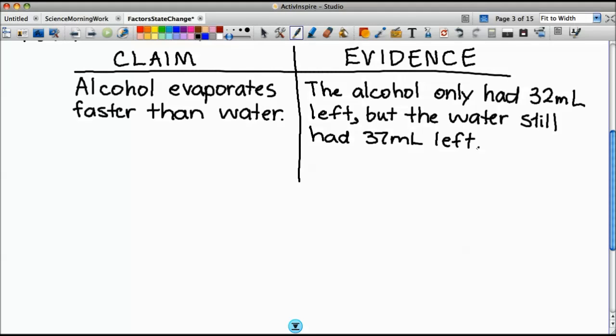We need to write down our explanation. Why does alcohol evaporate so fast? What should we put here? Why does alcohol evaporate faster? Lacey? Because the particles don't stick together as much. Yeah, so let's start out by saying that since alcohol's particles are not as strongly attracted to each other as water's are, it takes less energy to get them into the air.